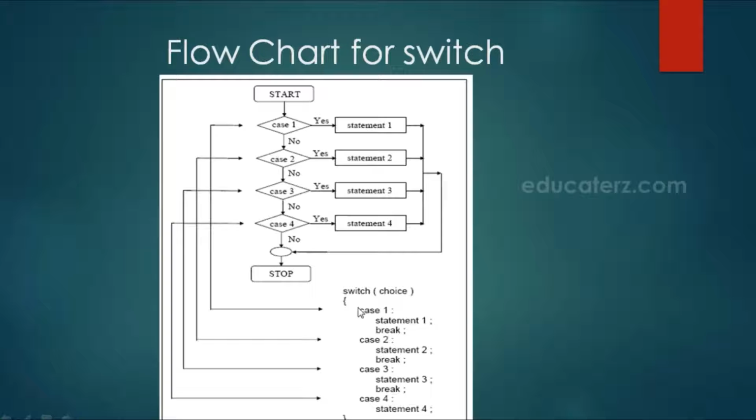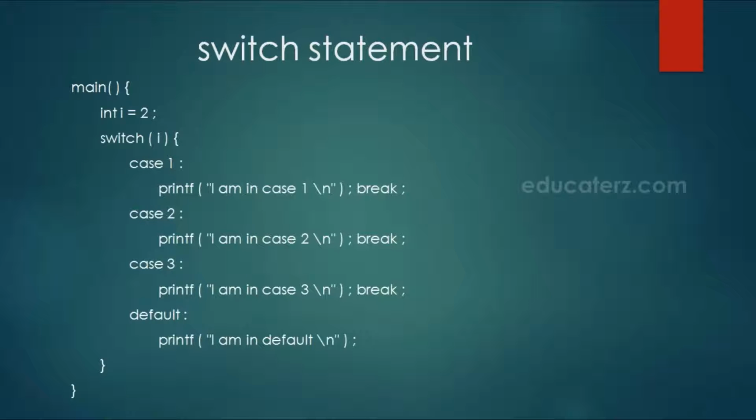As shown in this switch choice, if the choice value is 1, then it will jump here. If 2, then it will jump here. As break is given, after executing statement 2, it will directly come out of the switch. Now the same example is shown here. Suppose we have integer i equal to 2 and in the switch we have i. As i's value is 2, it will directly match with case value 2, and it will execute this matching body. Then break is executed, which makes it come out of the switch.